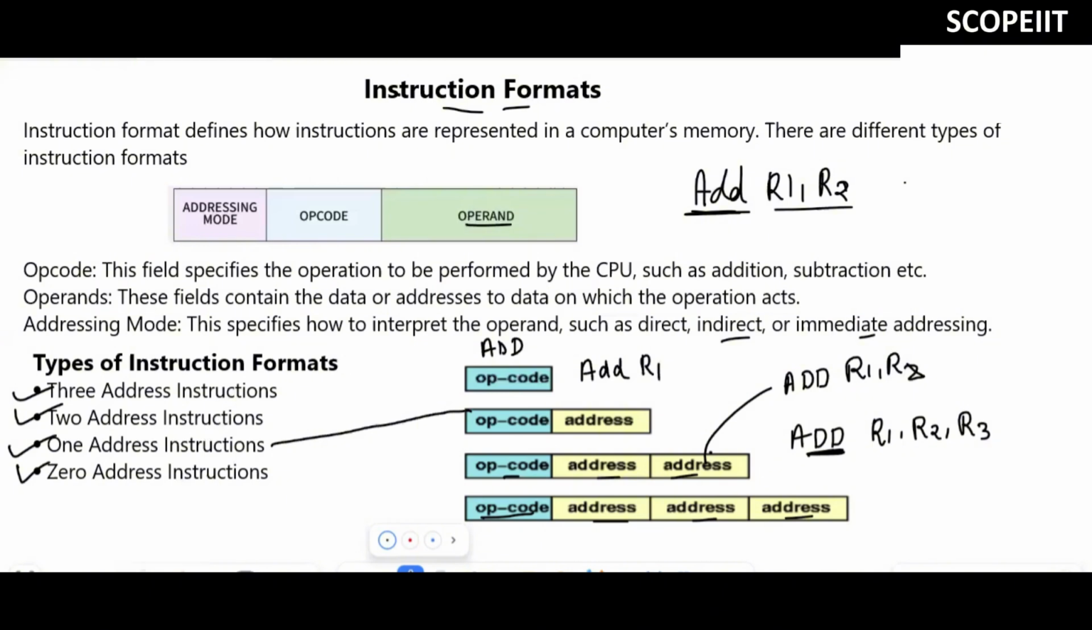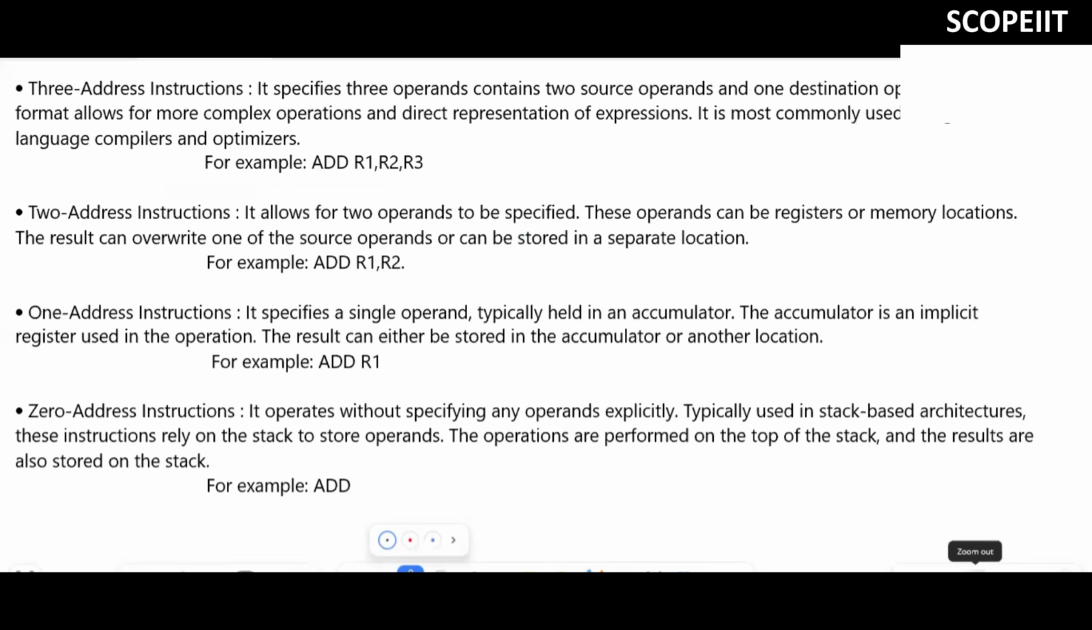Okay, so let us see. Here these are the different types of instruction. First is your 3 address instruction. That means it specifies 3 operands, containing 2 source operands and 1 destination operand. What do you mean by that? The example is add. You understood that 3 address instruction means after add there are 3 addresses: R1, R2 and R3. That's why it is known as 3 address instruction.